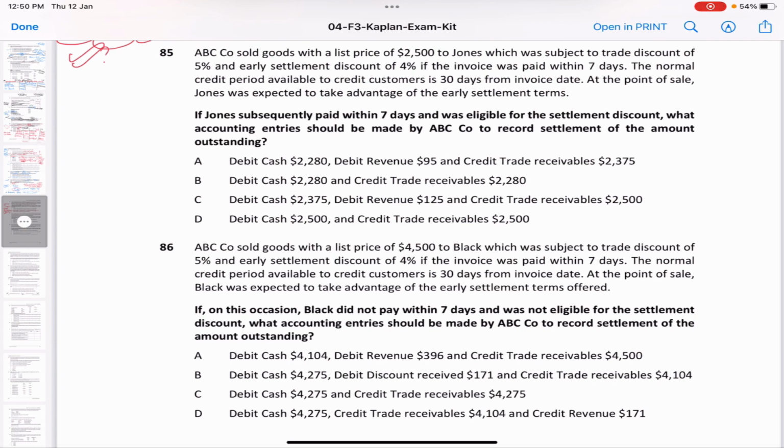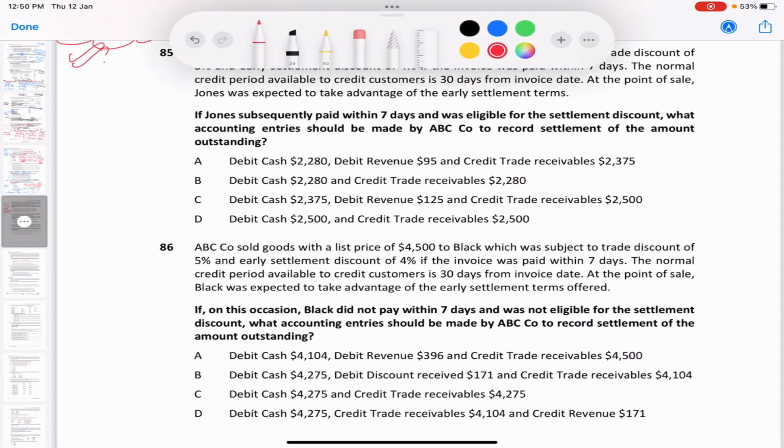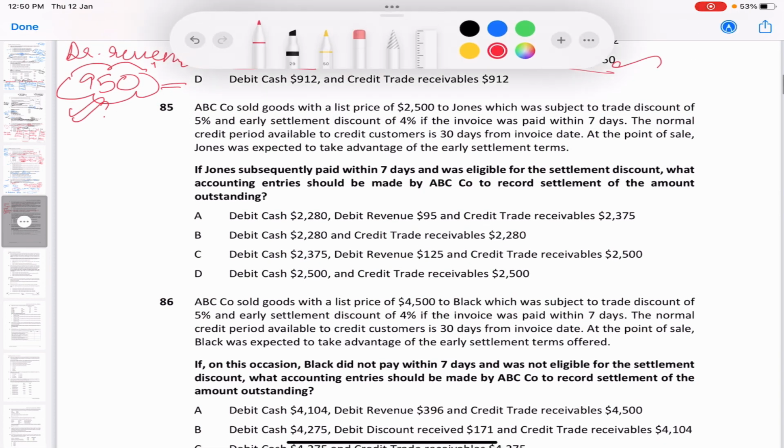ABC company sold goods with a list price of 2500 to Jones, which was subject to trade discount of 5%. So let us find the price of the goods after deducting the trade discount first. What is 5% of 2500? It is 125. So 2500 minus 125 will give me 2375. This is my value after deducting the trade discount.